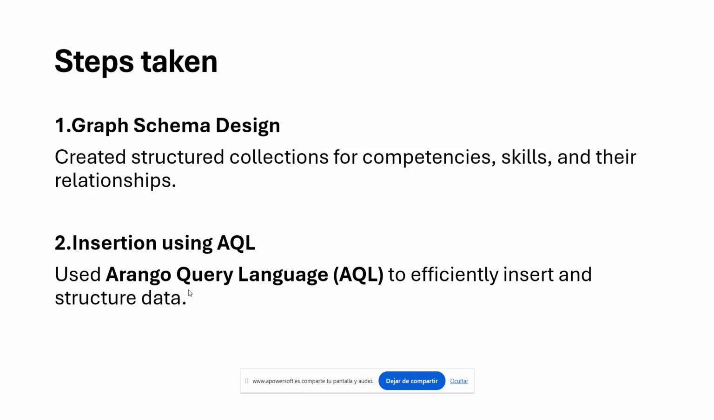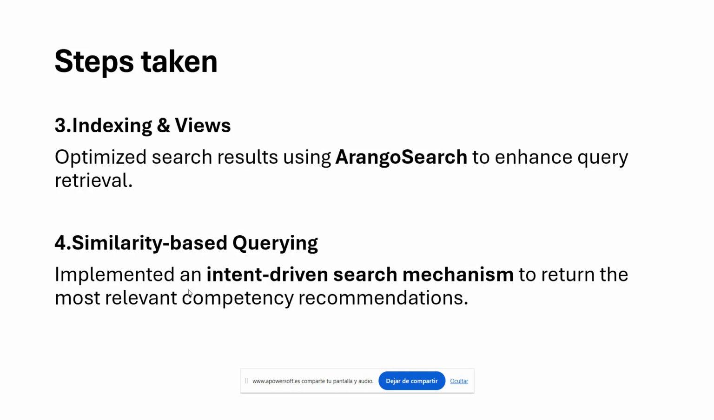So let's see the steps to load into Arango. Well, that's very easy. I need to do the schema design, as we saw in one of the previous slides. Then I have to insert it through the Arango query language. Then the indexing and views are relevant because they let us perform faster queries and also use Arango search. And then similarity-based querying is an intent-driven search mechanism to return the most relevant competency recommendations. We're going to see this in a moment in the demo.